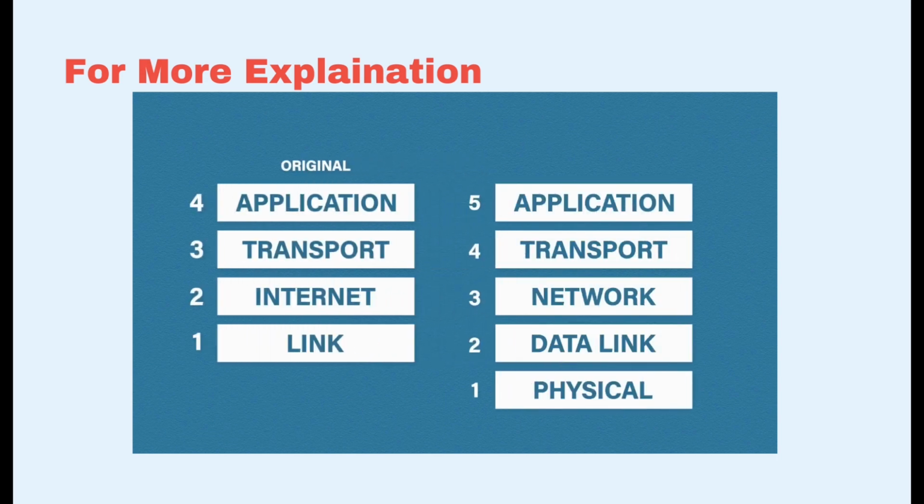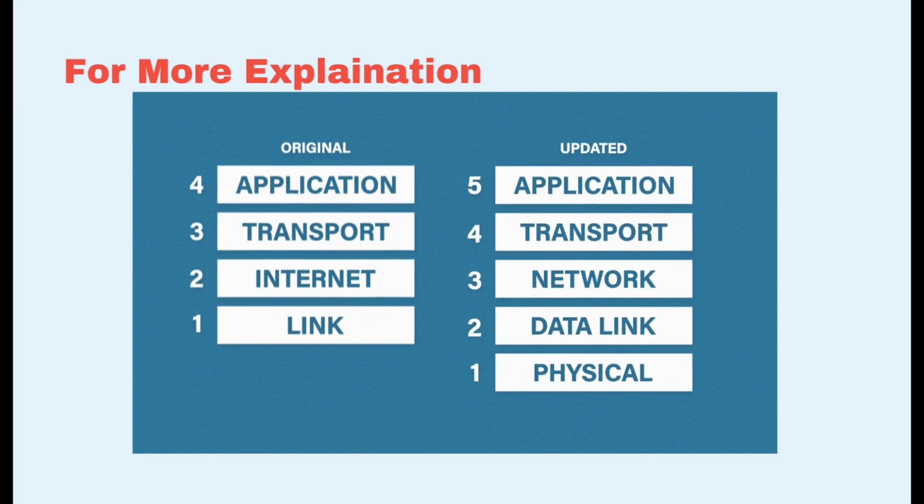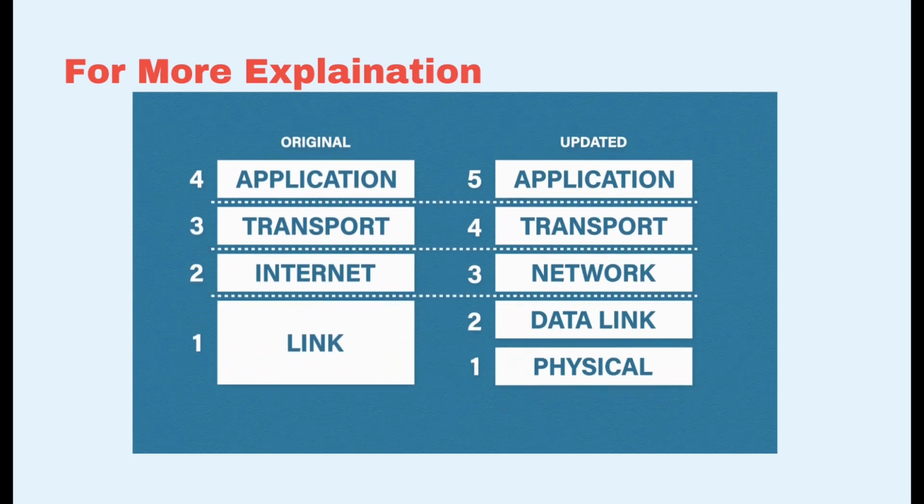Here is the brand new, freshly designed model. 1 extra layer and 1 renamed layer. That's it. The link layer has been split into data link and physical, and the internet layer has been renamed the network layer. Simple, right?